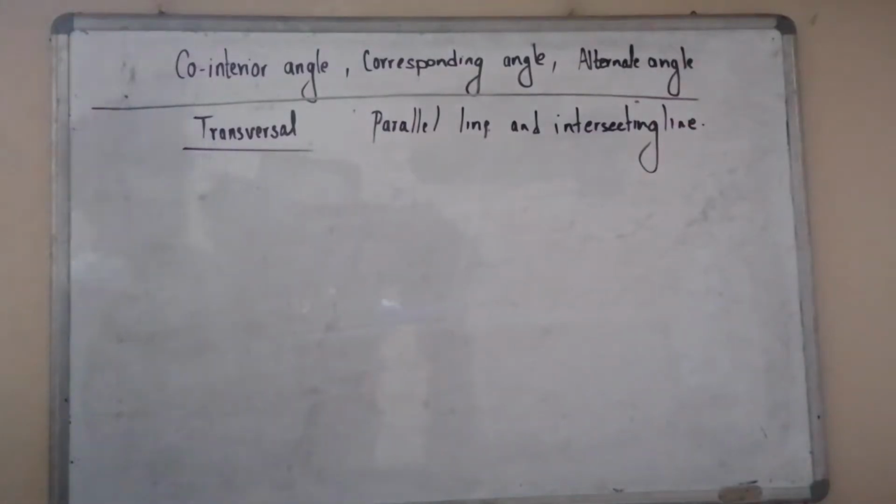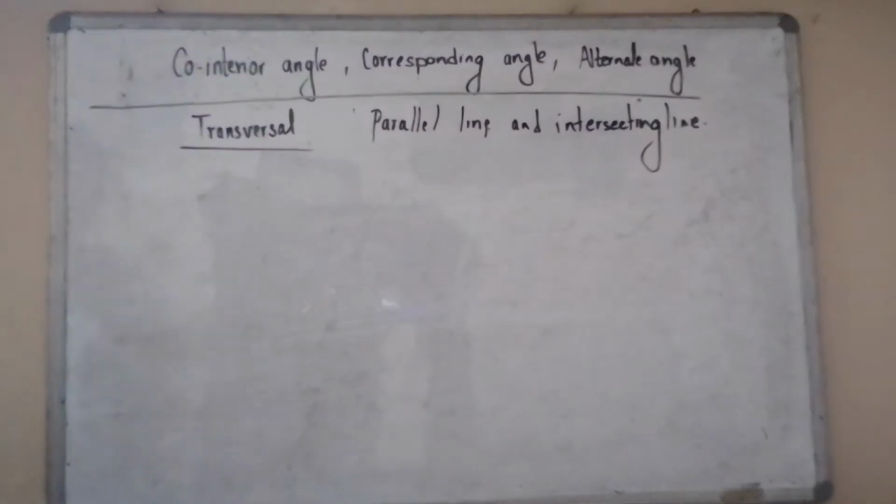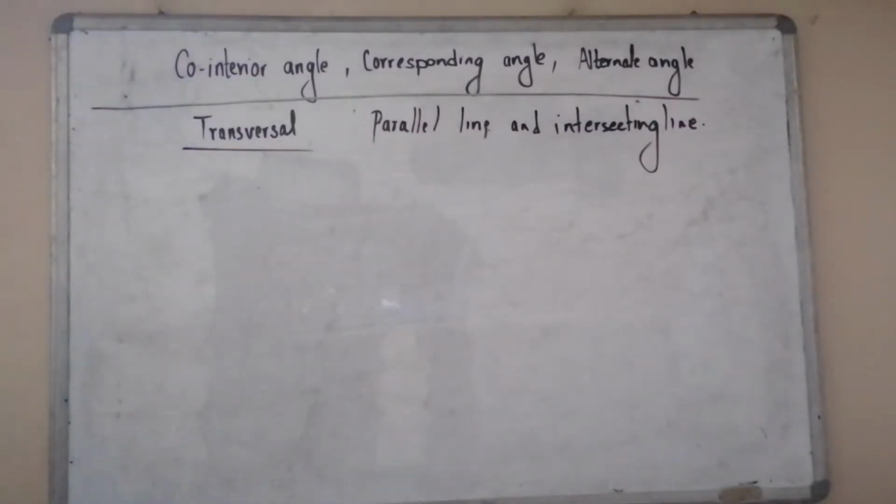Hello everyone, Namaste. Today we are going to discuss the co-interior angle, corresponding angle, and alternate angle. Before that, let us discuss transversal, transversal line, parallel line, and intersecting line here.